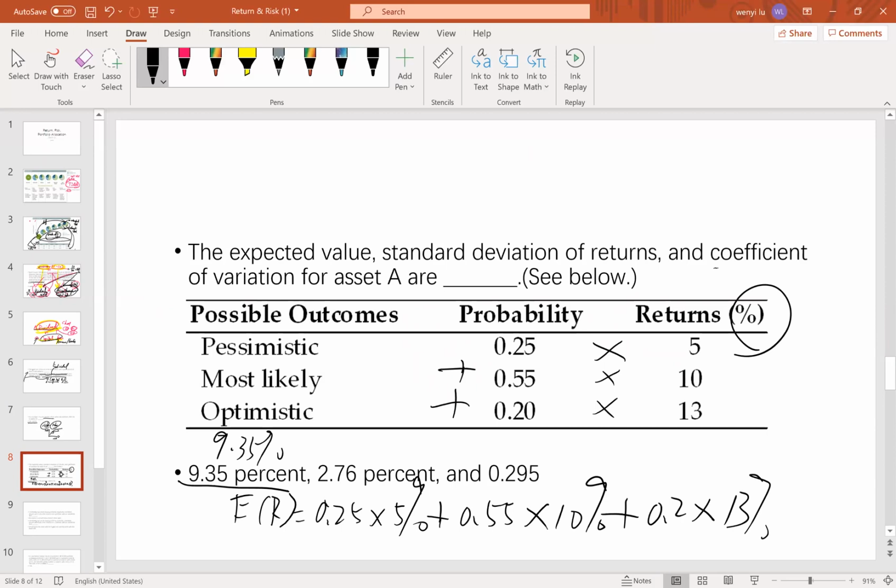If you have any questions, you can type in the chat. Let me know if you cannot solve this expected return. This one is very important because you can see the same questions again in the final and also in our homework.